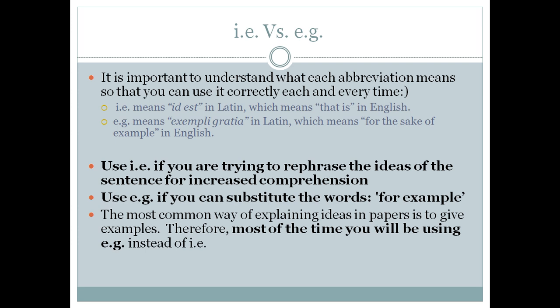When you use IE, you're trying to rephrase the ideas to increase comprehension. So you're basically giving an alternative definition for the sentence or for whatever you're trying to explain. Now, if you use EG, that usually means for example, and most of the time you'll be using EG because you want to provide an example of the sentence or whatever you're trying to explain. So if you can substitute for example, then you want to use EG, and this is the most common.